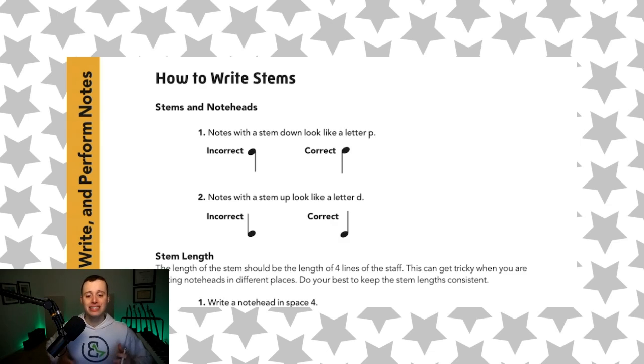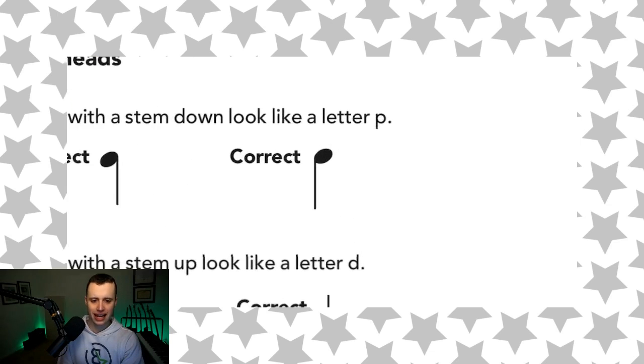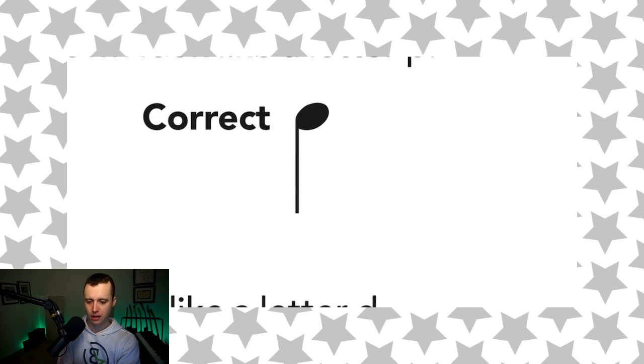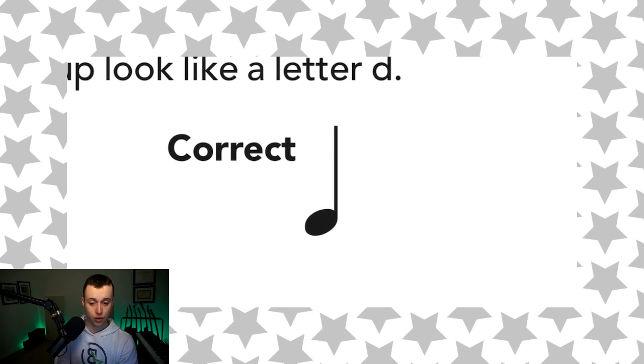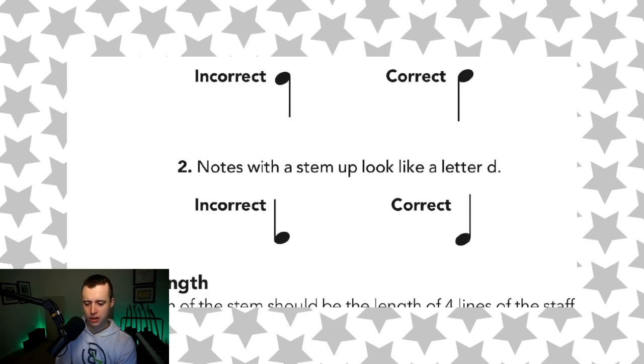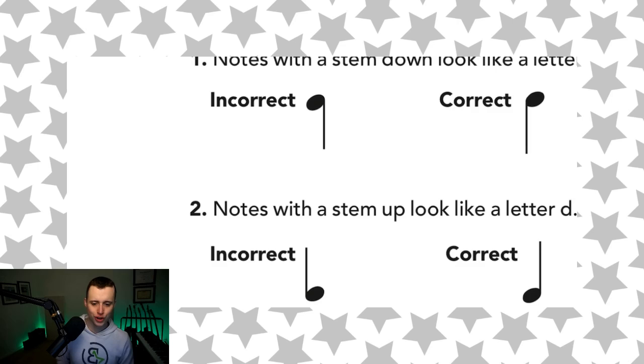So notes with the stem down, that means the note head is above and the stem is going down, should always look like a letter P. Always. The way you're going to know that the stem is on the correct side of the note head for stem down is it looks like a letter P. And the way you know you're writing a correct note head with the stem going up is if it looks like a lowercase d. Now, if you see Q's and B's, you're doing something wrong. We just need P's and D's.